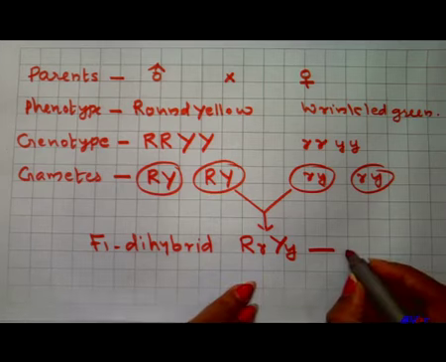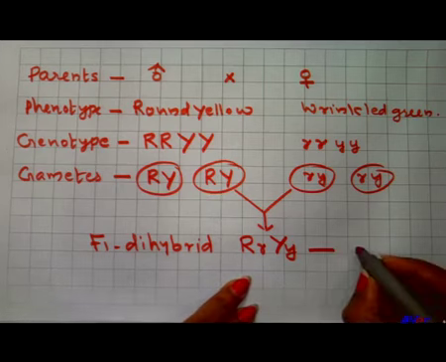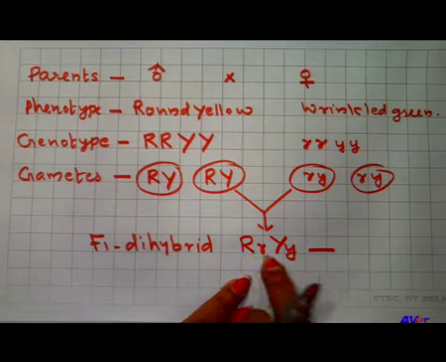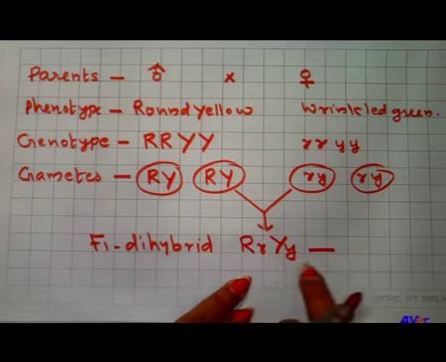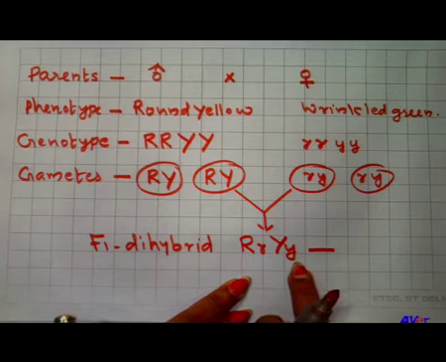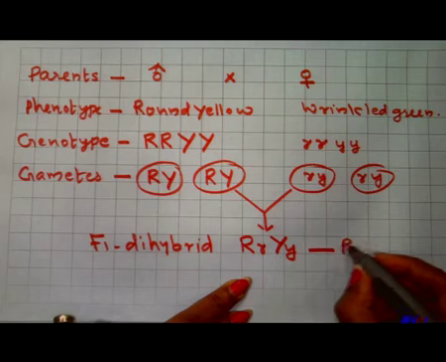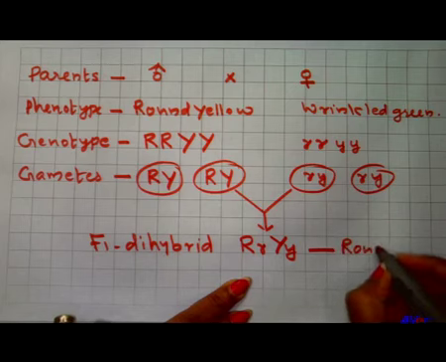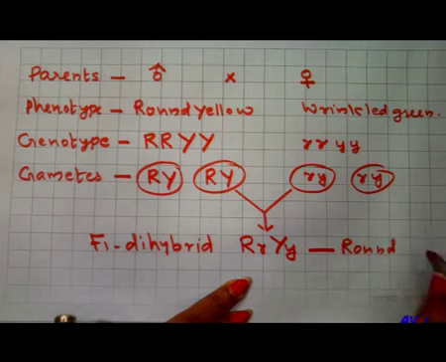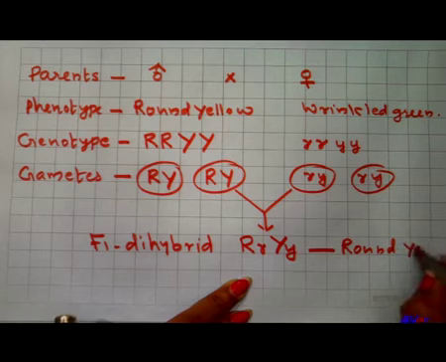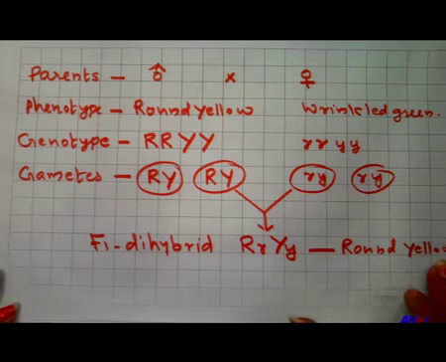Now, coming to the phenotype of this one, the capital R allele is dominant over the small r allele, and the capital Y allele is dominant over the small y allele. So, it is again round yellow in phenotype.